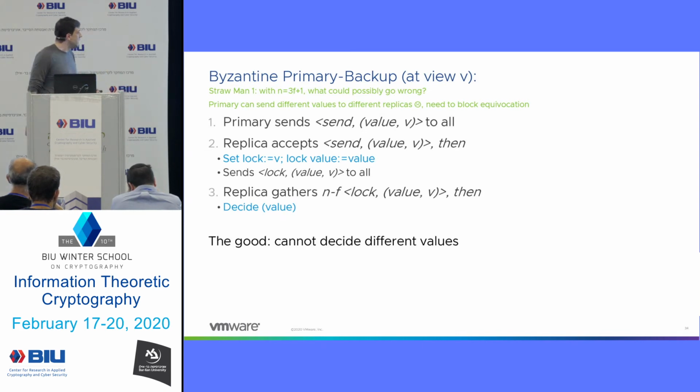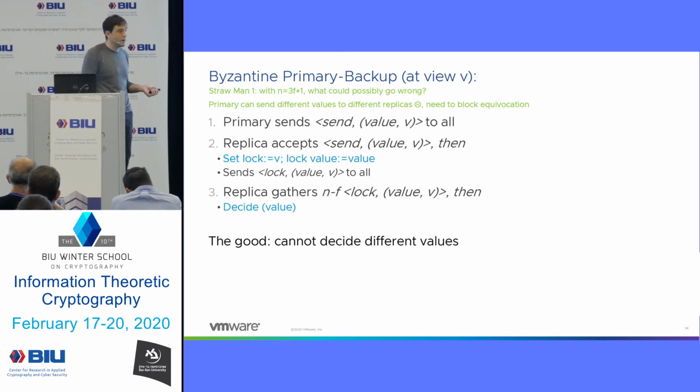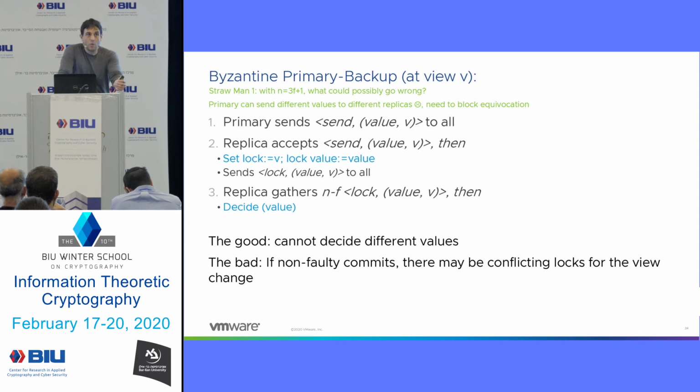So the nice thing here is that at least in one round, you can't decide on different values. Because I'm waiting for n minus f different lock values, and because I'm just sending one lock message, I'm not going to send two different ones, then you can't have n minus f values for one value and n minus f for the other. The problem here is that we want to somehow keep the history of this decision.